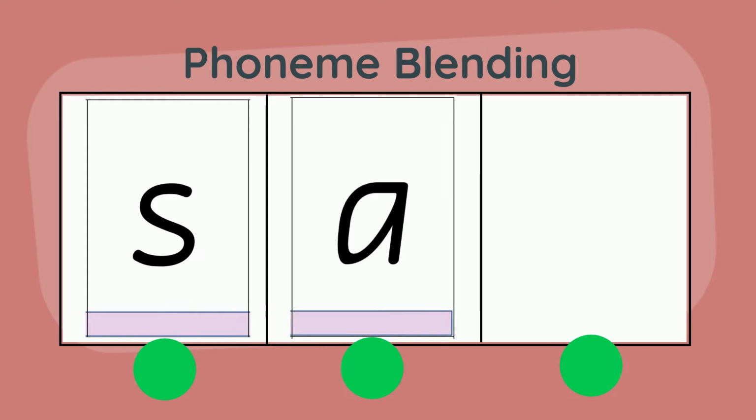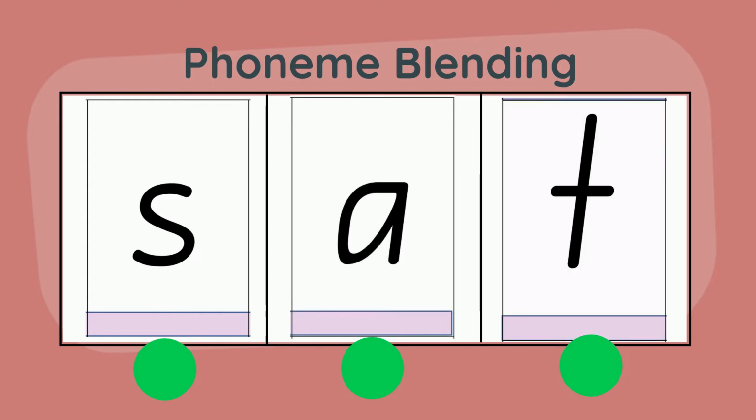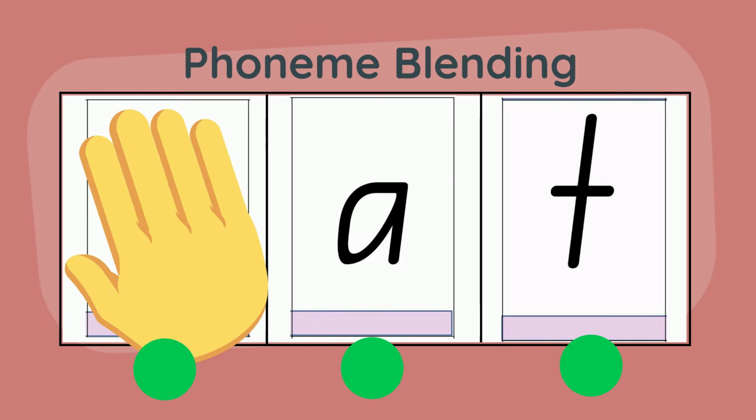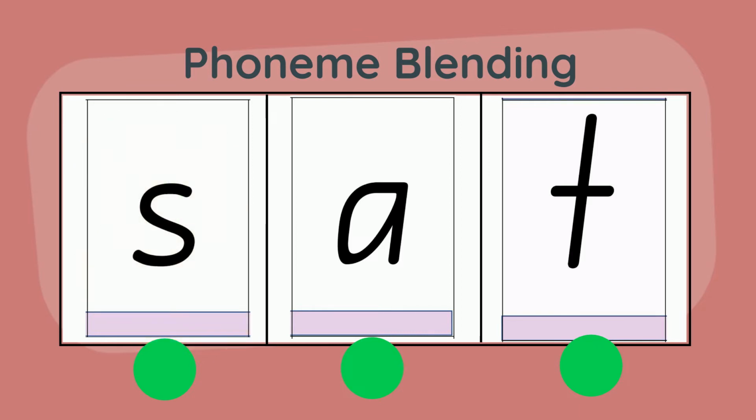This word has three letters. S, A, T. Let's sound out the phonemes for these letters. S, A, T. Now let's blend them together more quickly. Sat. Sat. I read the word sat. Now watch what happens if I cover up the S. Oh, we just read a word like that. At. The word sat without the S is at. Now the S is back, it says sat.